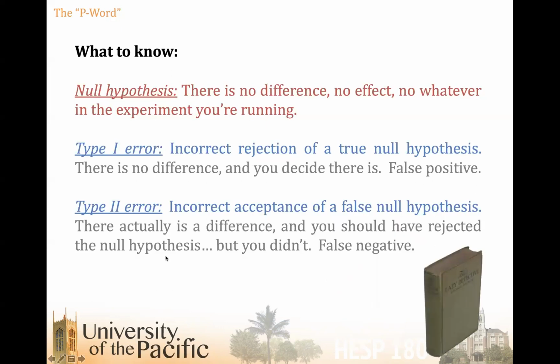A type 2 error, The Lazy Detective is the name of the book. There is something going on. That supplement or that drug should have worked. That exercise prescription should have worked. There is a discernible difference between those groups. In real life, there's something real. There's something that you should have found.